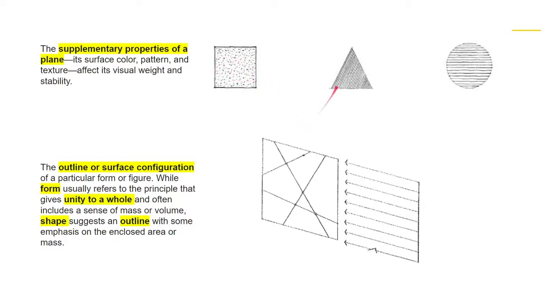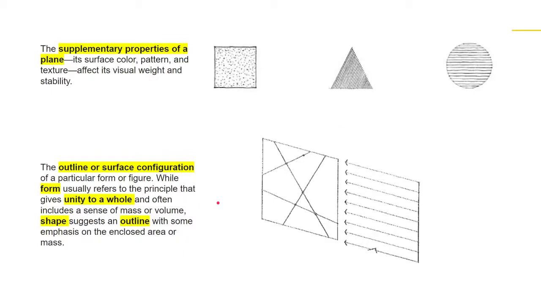Same for these. This might be, let's say, wire mesh or something of the like. Whenever you see materials, you see them for their form. With the plane, you'll see them for the shape or the surface, or the actual visual weight.